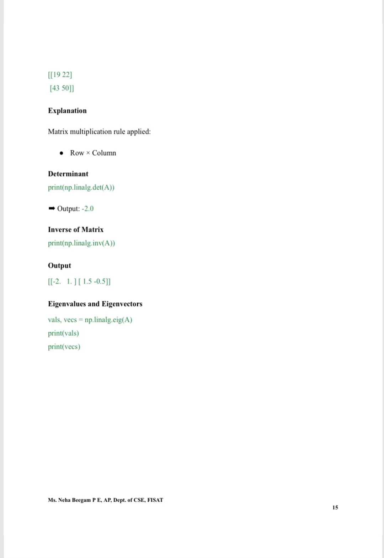Next are eigenvalues and eigenvectors. Eigenvalues represent how the matrix stretches space, and eigenvectors show the direction of the stretch. In the given example, we use the values and vectors, performing the eigenvalue and eigenvector functions. This is mainly used for PCA, that means principal component analysis, to reduce dimensionality. These terms are mainly focused on NumPy analysis.